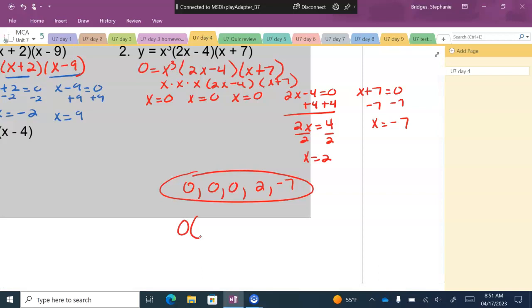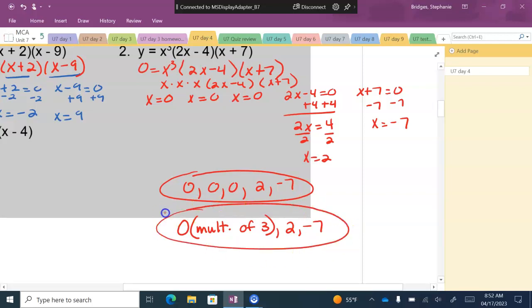How many times did we get 0? 3. So I say multiplicity, and I'm not going to make you spell that word. You can just put mult, okay? Multiplicity of 3, and then a comma with a 2 and a comma with a negative 7. Either way is okay. You can write 0 three times, which is how many times we got the solution because of that exponent of 3. Or you can write 0 and then in parentheses put a multiplicity of 3 behind it. That tells me that you know that that is the solution three different times. So you could write your answer either one of those ways. Everybody okay with that one?